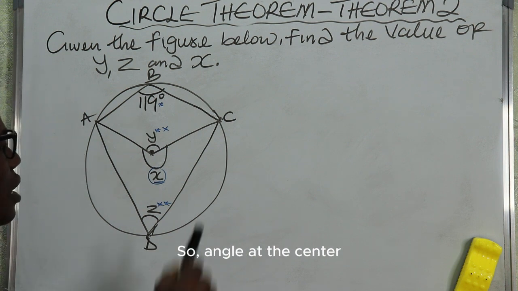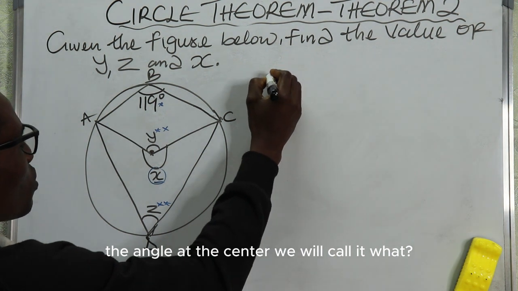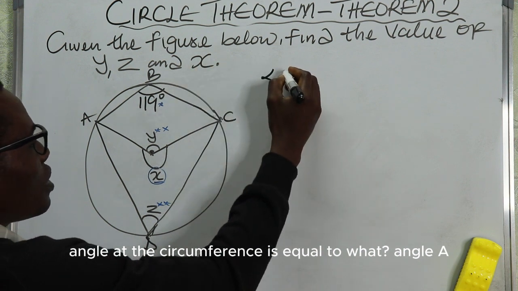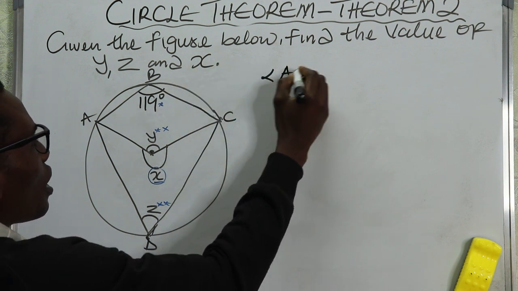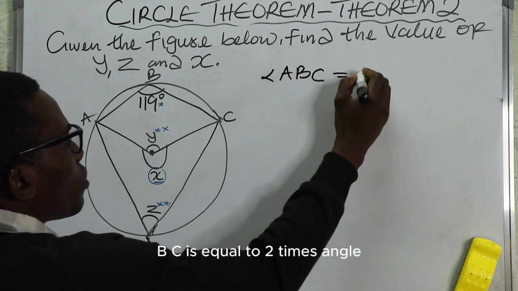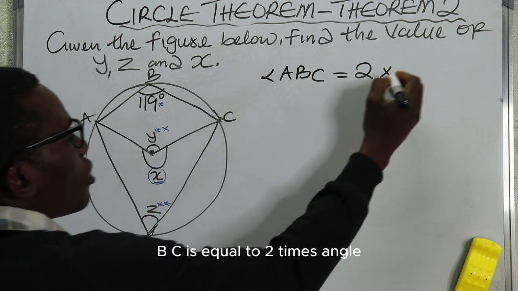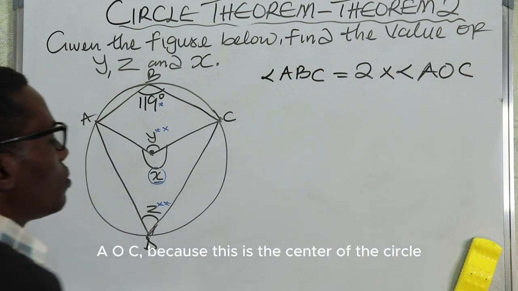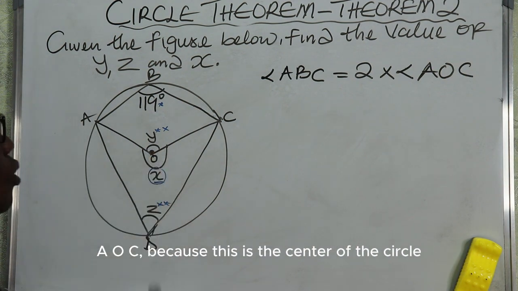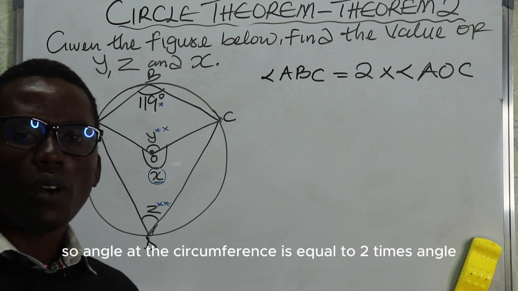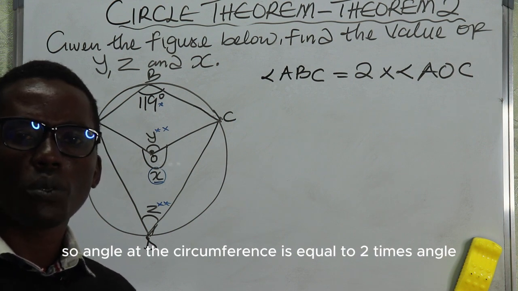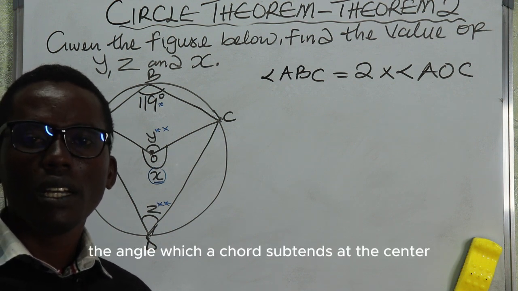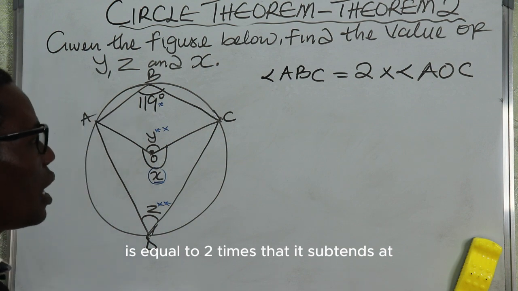So the angle at the center, we'll call it what? Angle at the circumference is equal to what? Angle ABC is equal to 2 times angle AOC, because this is the center of the circle. So the angle at the center is equal to 2 times the angle at the circumference. The angle which a chord sustains at the center is equal to 2 times that it sustains at the circumference.